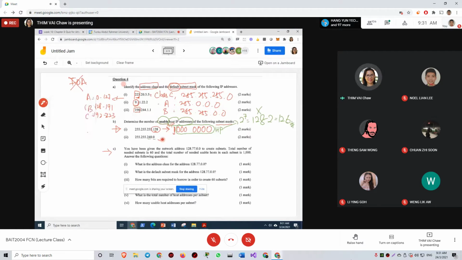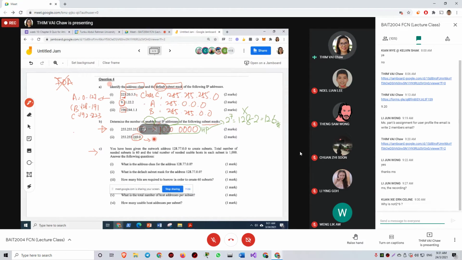240, we are going to convert this number. The bit pattern will be 128 plus 64 plus 32 plus 16. So this particular thing is 1, 1, 1, 1, 0, 0, 0, 0, dot 0, 0, 0, 0, 0, 0, 0, 0.